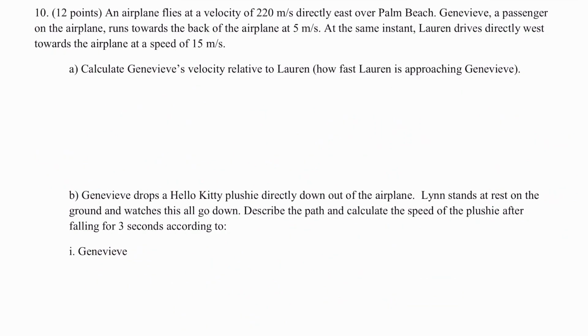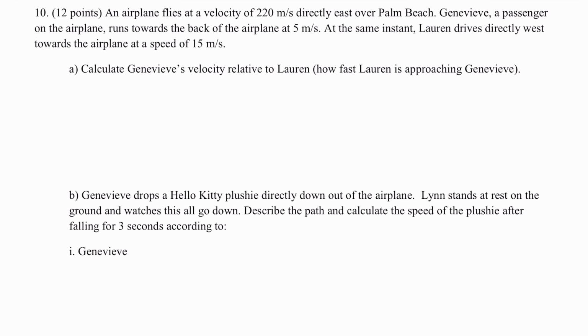Next, number 10. An airplane flies at a velocity of 220 meters per second directly east over Palm Beach. Genevieve, a passenger on the airplane, runs toward the back of the airplane at 5 meters per second. At the same instant, Lauren drives directly west toward the airplane at a speed of 15 meters per second. Part A wants us to calculate Genevieve's velocity relative to Lauren, which is essentially meaning how fast Lauren is approaching Genevieve.